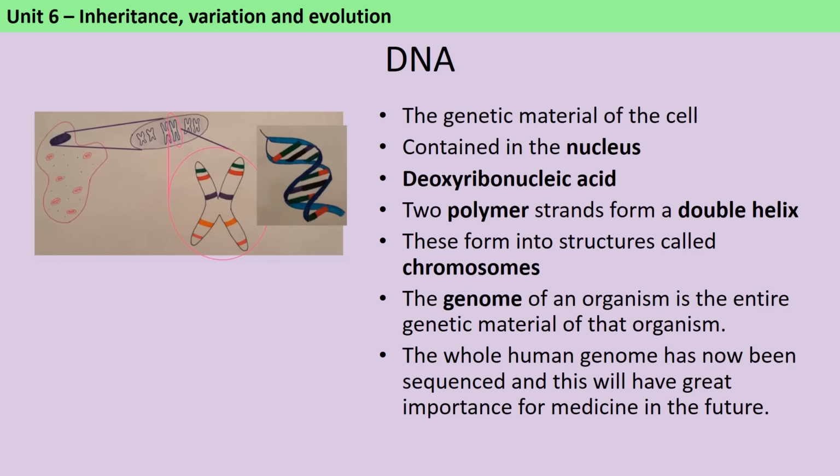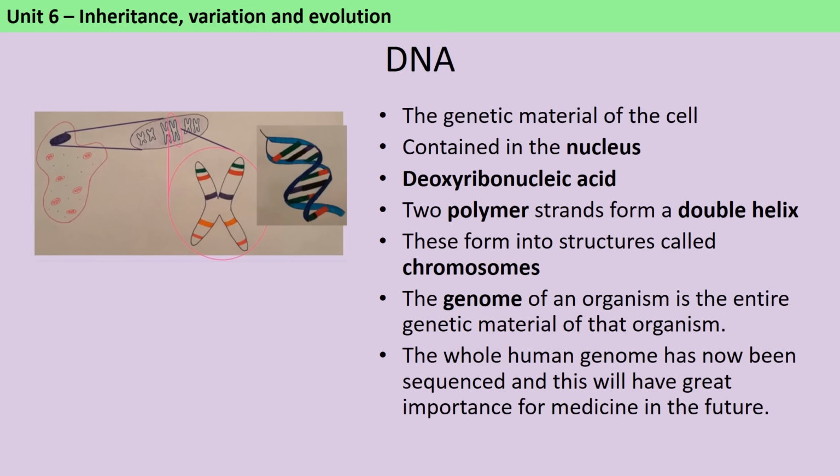The genetic material of a eukaryotic cell, like a human cell, is contained in the nucleus. The genetic information is made out of a chemical called deoxyribonucleic acid, or DNA for short. DNA is an incredibly long molecule made of 2 connected chains that form a double helix, sort of like a spiral staircase made out of a ladder. These long pieces of DNA get wound up into tiny structures called chromosomes.